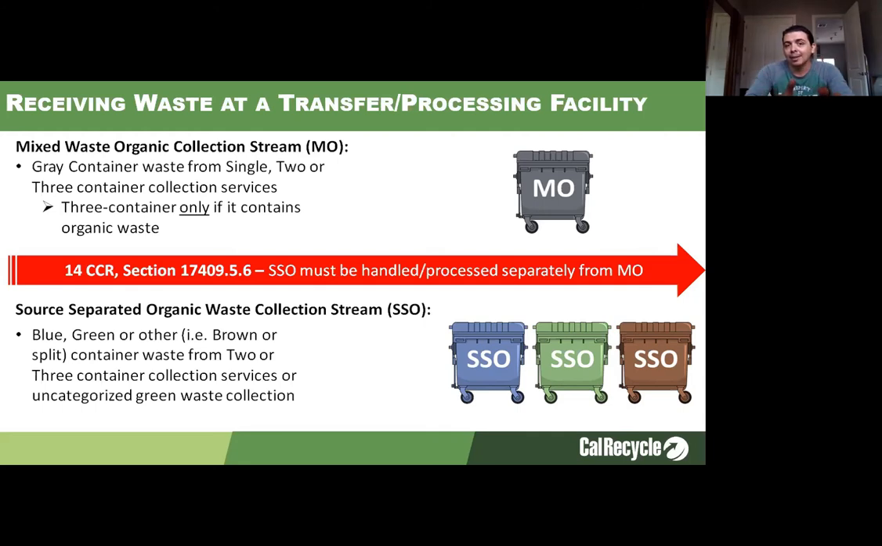And then you have your source separated organic waste collection stream, so your SSO, and that's going to be your blue and green containers from those 2 or 3 container collection services. Or it could also be part of that uncategorized green waste collection service, so that dozer that goes around residential areas to pick up green waste on the street can also be part of the SSO collection stream.